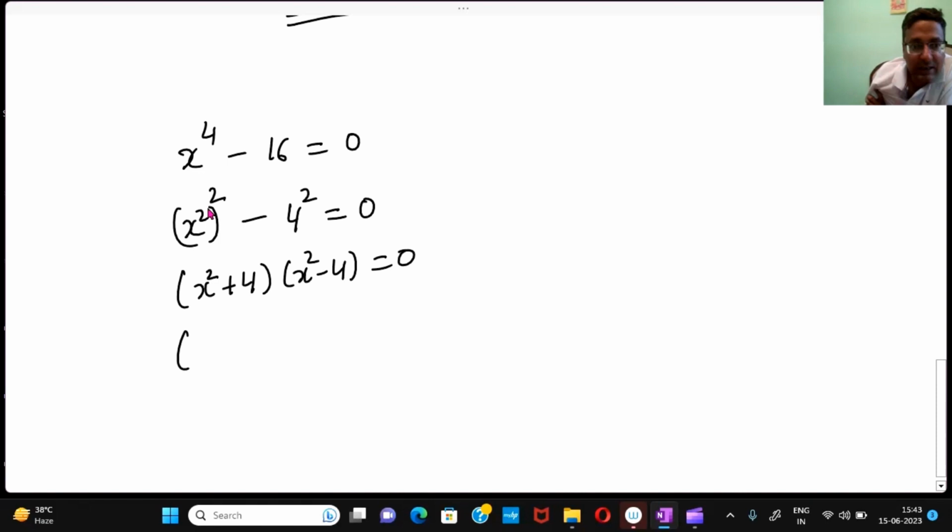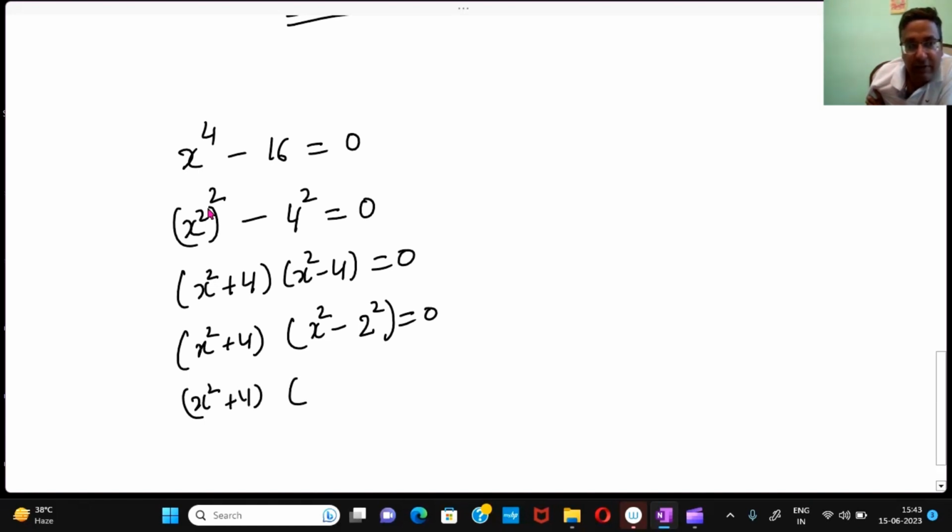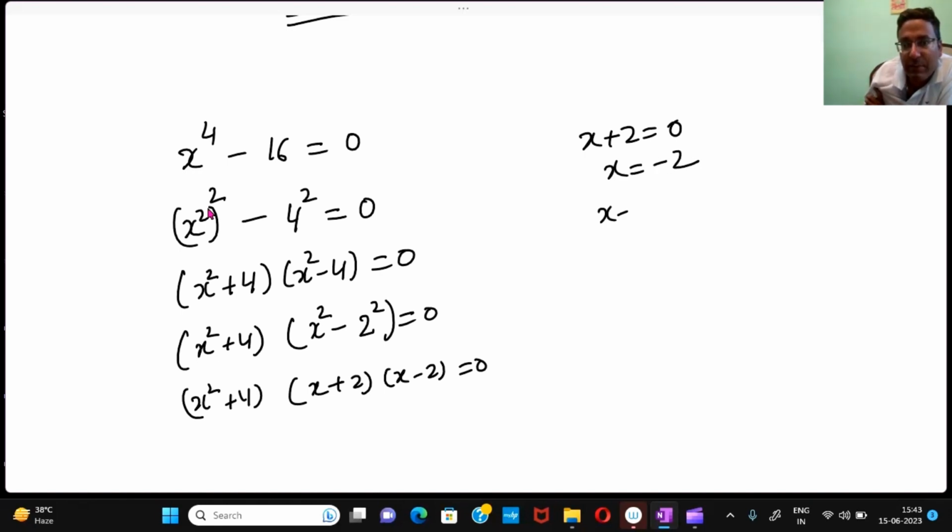Now you know that x square plus 4 we cannot split it again, but we can factorize the other one. x square minus, we can write 4 as 2 square, equal to 0, and this is x square plus 4, and here again we use the identity: a square minus b square is (a plus b)(a minus b), and it is (x plus 2)(x minus 2) equal to 0. Now we can find the values. If x plus 2 equal to 0, the value of x is minus 2. If x minus 2 equal to 0, the value of x is 2.